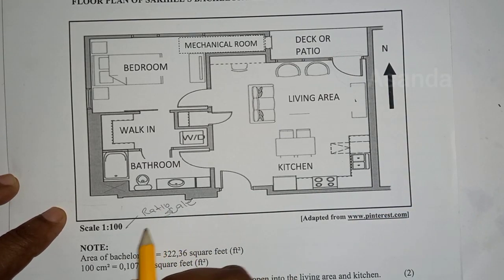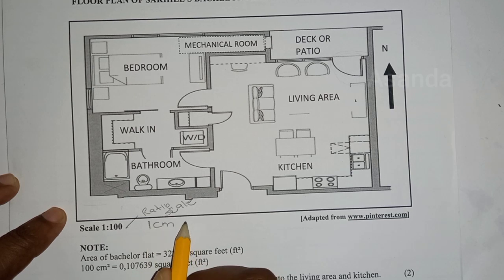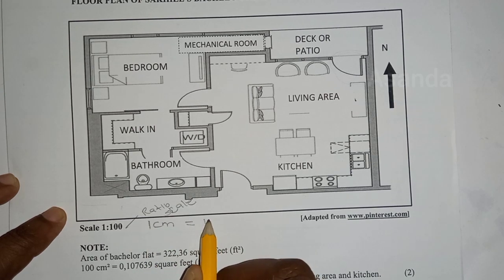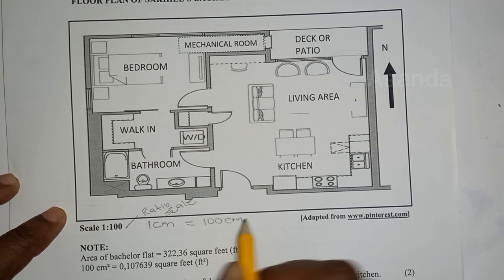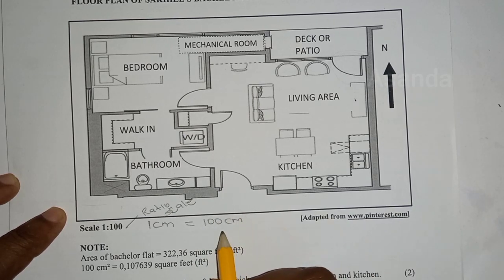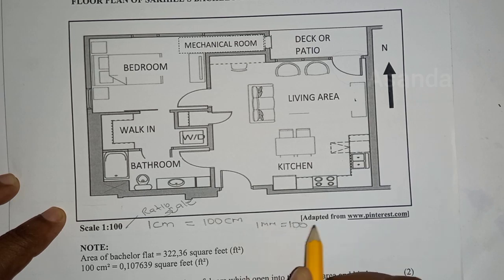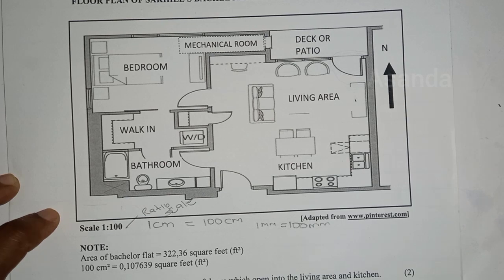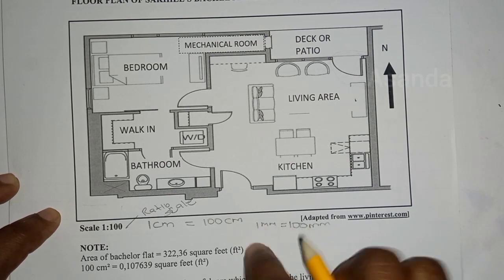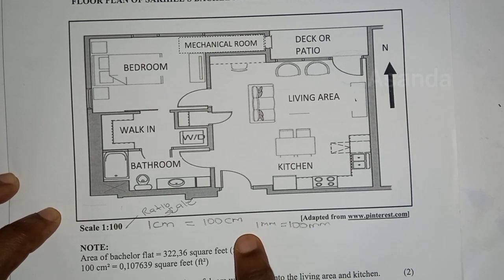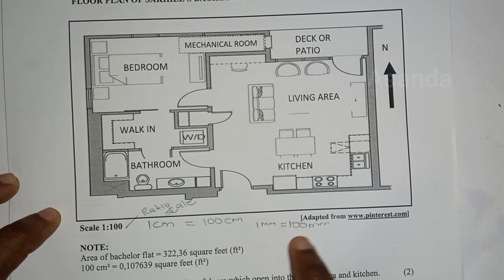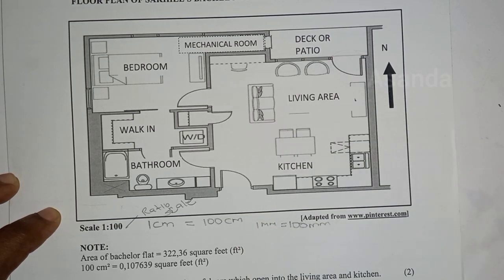For calculation purposes, I always say 1 centimeter is equal to 100 centimeters. Then I know I'm going to use cross multiplication. Or I can say 1 millimeter is equal to 100 millimeters. Then I know I'm going to use this when I do calculations. 1 millimeter on the map is equal to 100 millimeters on the real ground.